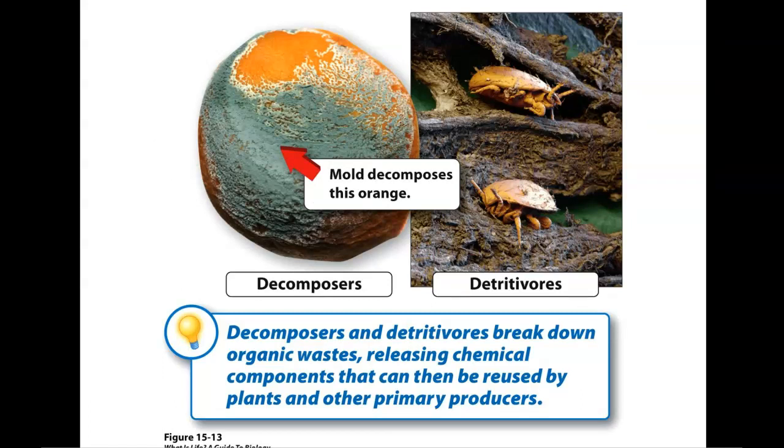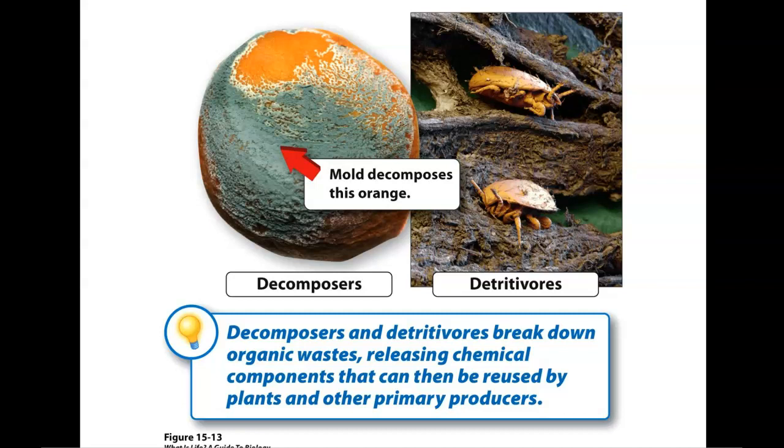So looking here, we have the decomposers and the detritivores. Decomposers and detritivores will break down organic waste. They release chemical components that then can be reused by plants and other primary producers. The stuff that they break down, for example, the detritivores break down, is going to be referred to as detritus. These can include things such as bacteria and fungi for the decomposers.